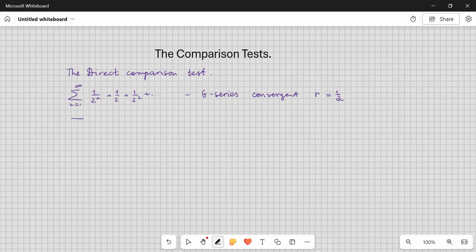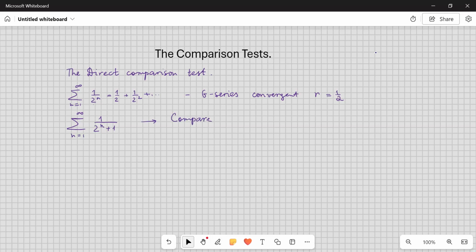Now the question: what about this series? Is it going to be convergent, 1 over 2 to the power of n plus 1? If you just modify it a little bit, add 1 over here. We kind of understand that if you compare terms of this series and terms of this series, you're going to see that these terms are going to be less. I'm going to do a comparison.